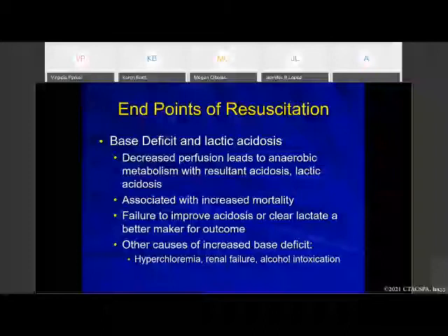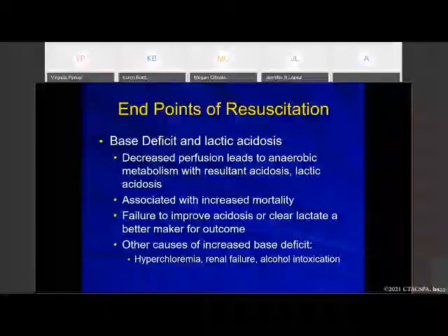Base deficit could be related to your lactic acid, especially in trauma and hemorrhagic shock. It is associated with increased mortality. Failure to improve, or to clear your lactic acid, is a marker for outcome.